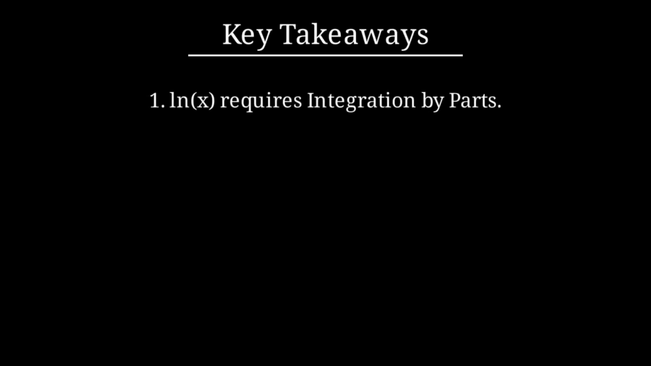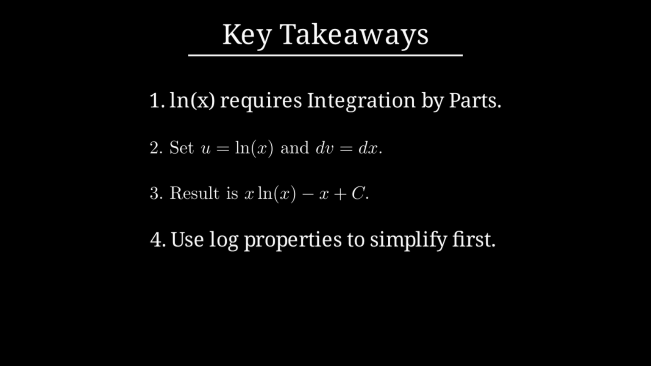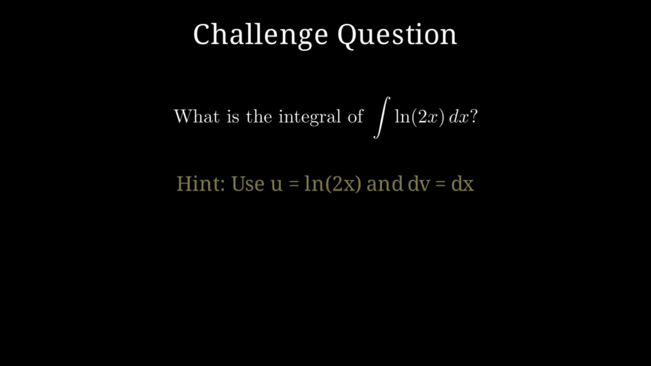In summary, integration by parts is the key to handling ln x. By differentiating the log and integrating the hidden constant 1, we transform a difficult problem into basic subtraction. Always remember your constant of integration. Try this on your own: integrate ln of 2x. Following the same steps, you will find it results in x ln of 2x minus x plus c.